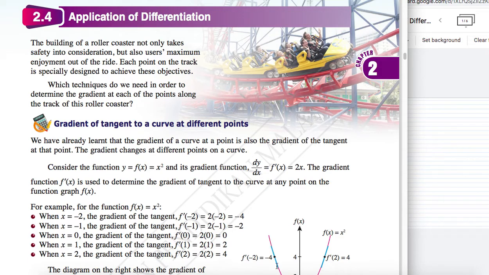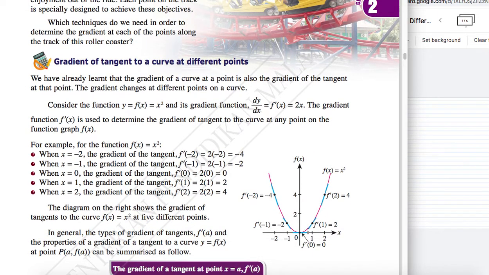So each point actually has a different gradient. Which technique do we need in order to determine the gradient at each of the points along the track of this roller coaster? Let's see. This is the curve. The pink color is a curve, and say the curve is y equals x squared. After we differentiate, we get 2x. After we differentiate this function, we call it the gradient function. This is the gradient function, and this is the curve function. The gradient function gives a different gradient at each point on the curve.